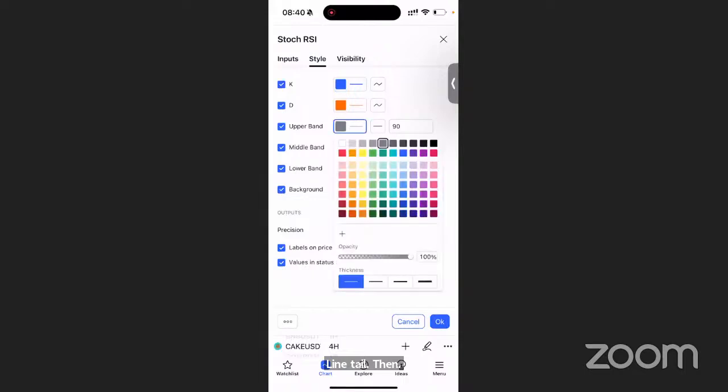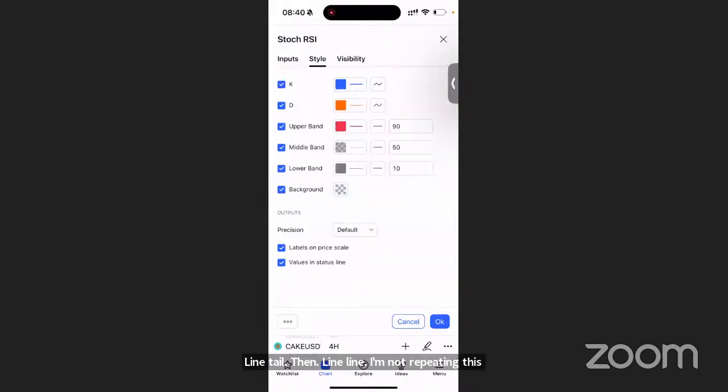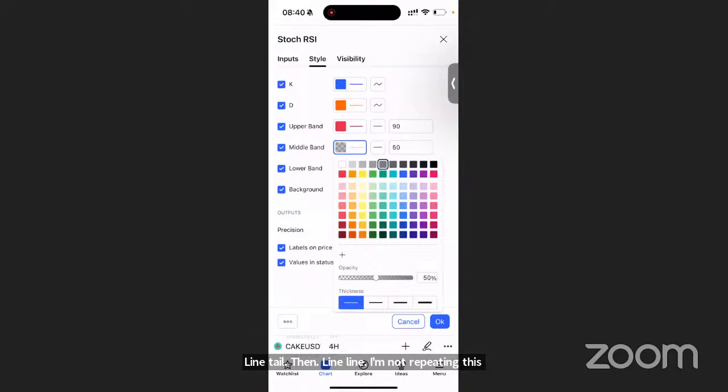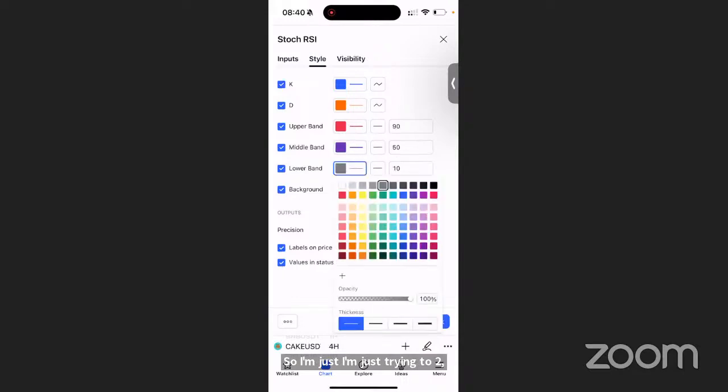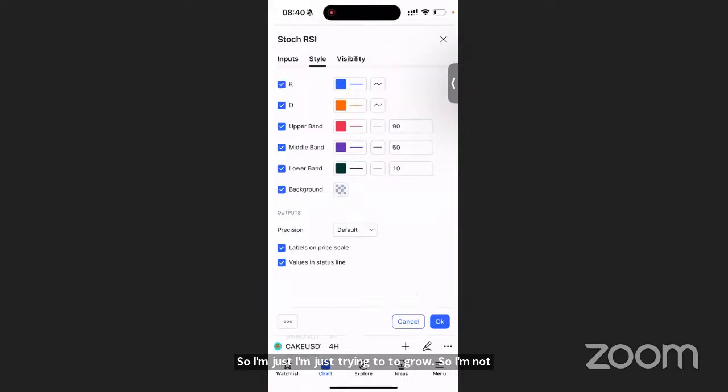line. I'm not repeating this because we have done them before. So I'm just trying to draw. I'm not repeating any of these for anybody. Me, I'm just trying to draw.